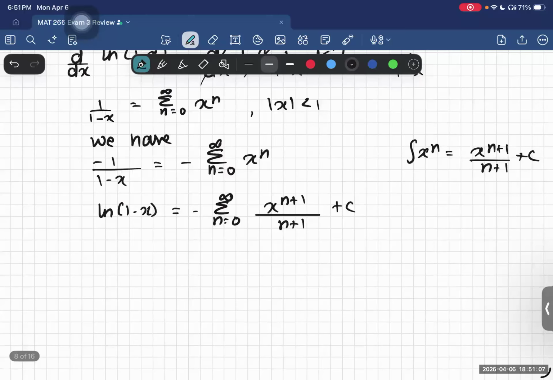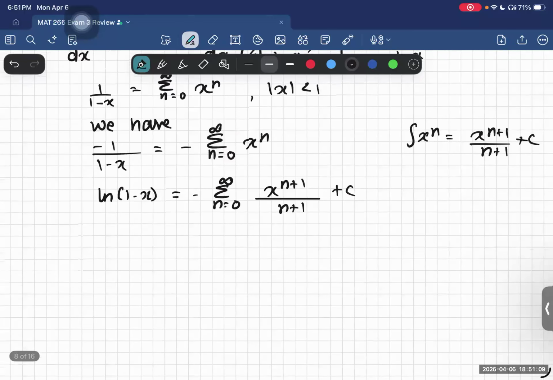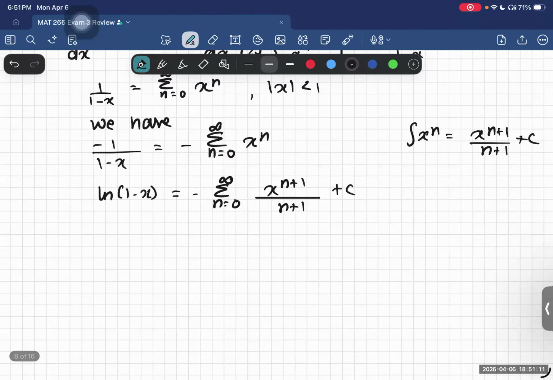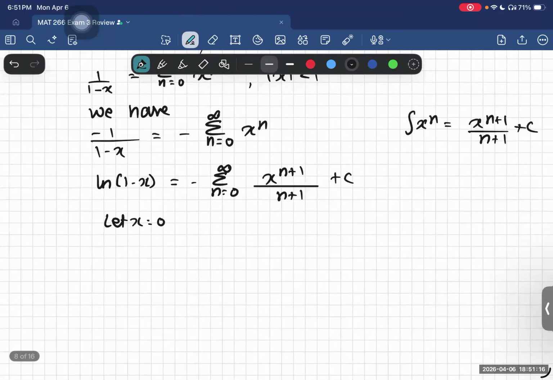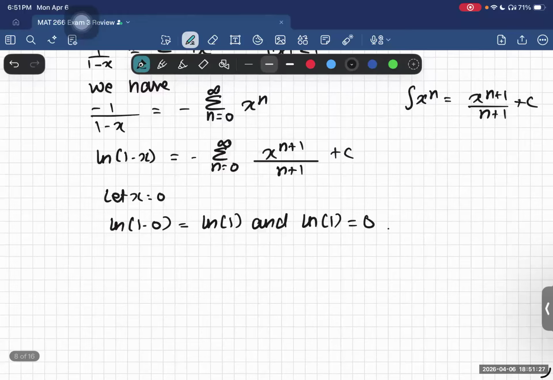All right. Now, since ln(1 minus 0) is equal to 0, for example, let x is equal to 0. So ln(1 minus 0) is just ln of 1, and ln of 1 is equal to 0, right? This is the property of natural log. Therefore, my c will also be 0.